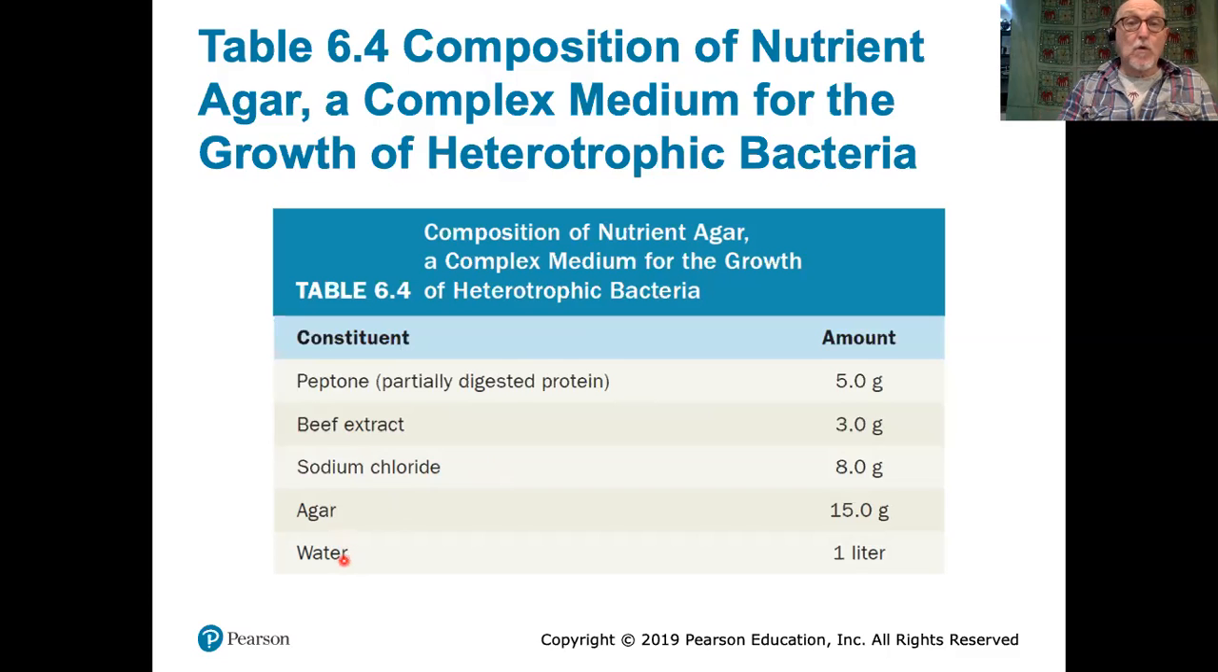Then there's water that makes it a nutrient broth, and we solidify it here with agar. And 15 grams of agar per liter is the standard usage of normal laboratory grade agar. So this is very, very typical. You can take this recipe and make this very easily and use it for growing most of the bacteria that you would see in a clinical lab.